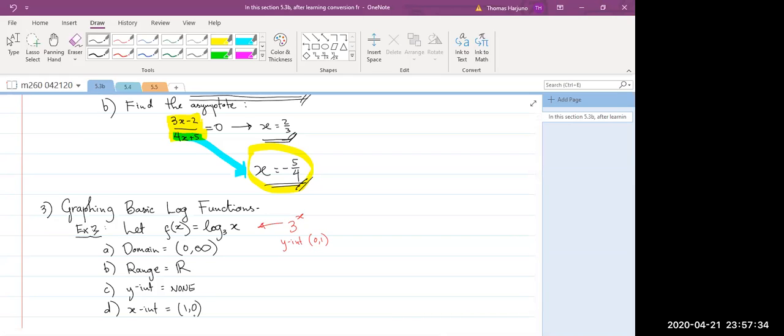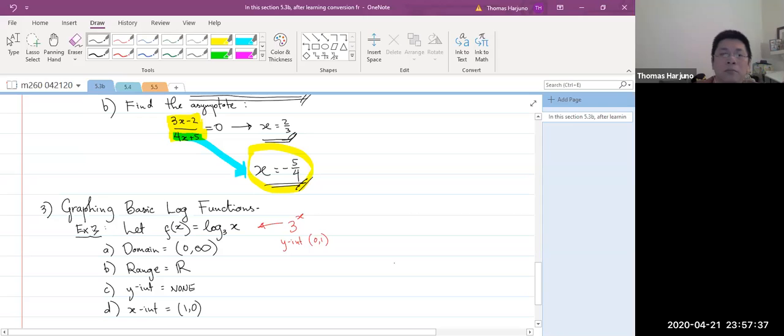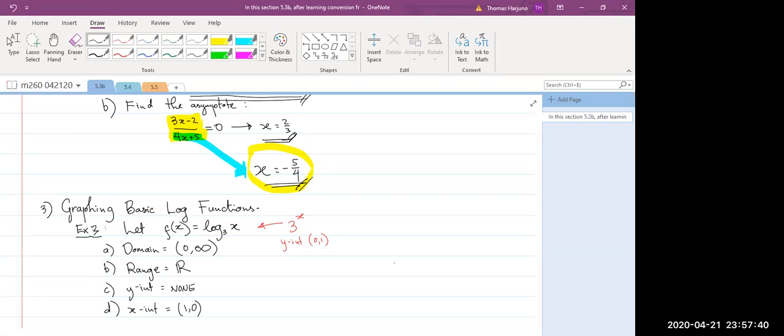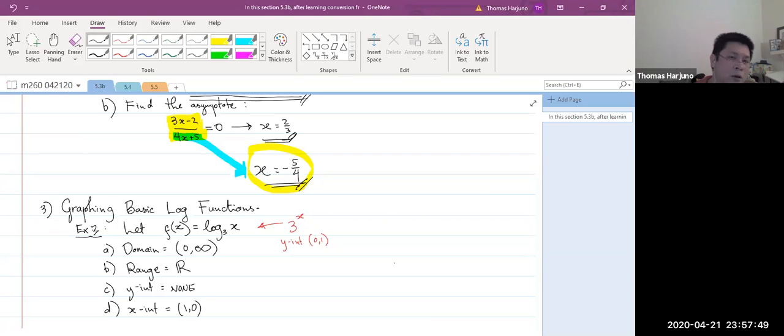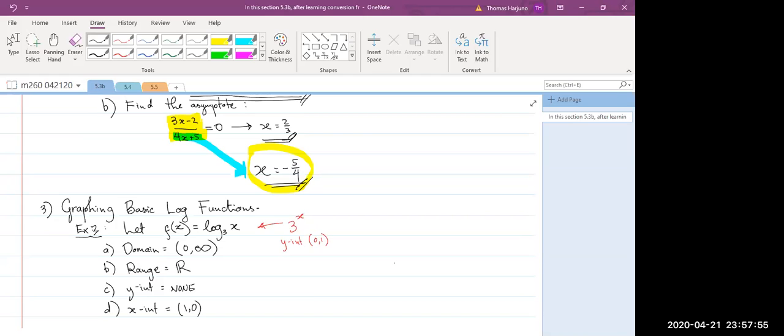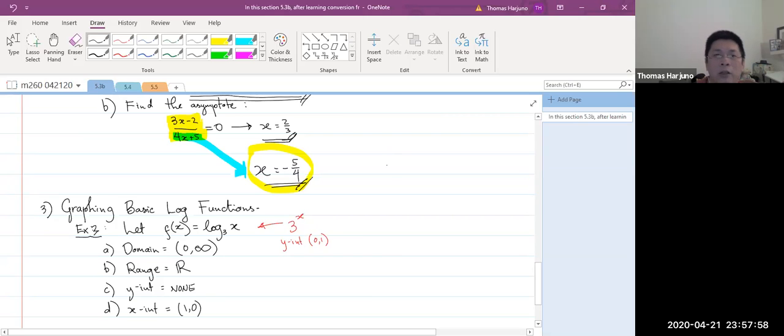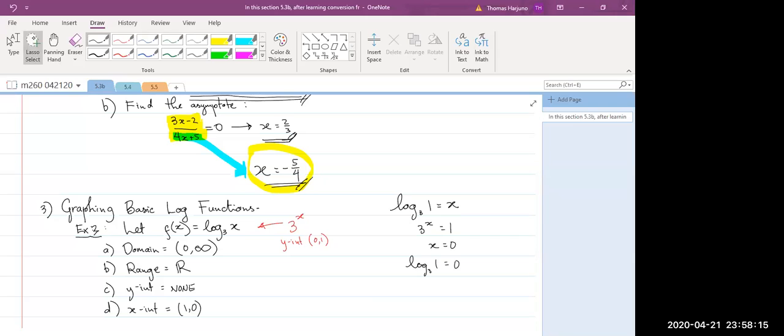Professor, I think it should be the other way around. What do you mean? When y is 0, y is never 0 for a log. Yeah, y can be 0 for a log. Oh, y can be 0? It's okay to be 0 for a log. Oh, okay, sorry. Just think about it: log base 3 of 1 equals what? Let's call that x. So 3 to the x equals 1, so x equals 0. So log base 3 of 1 is 0.